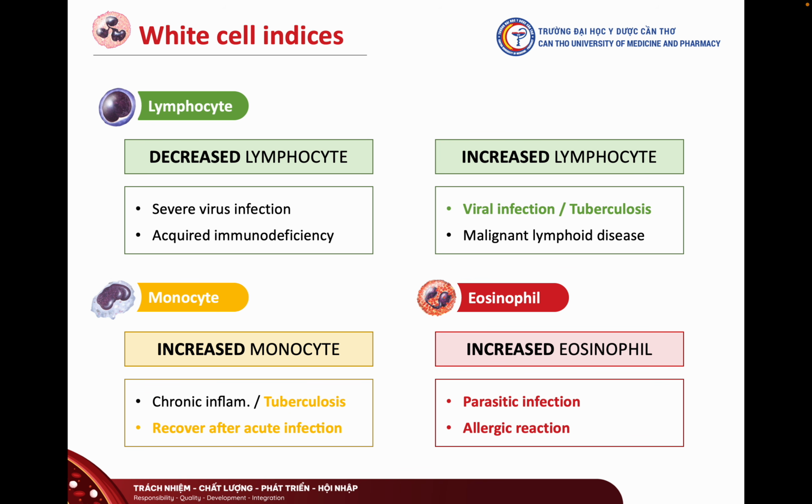So, in summary, lymphocytes increase in viral infections and lymphoid malignancies. Monocytes increase in chronic inflammation and tuberculosis. Eosinophils increase in parasites and allergy. Now, let's apply this knowledge to some clinical cases.